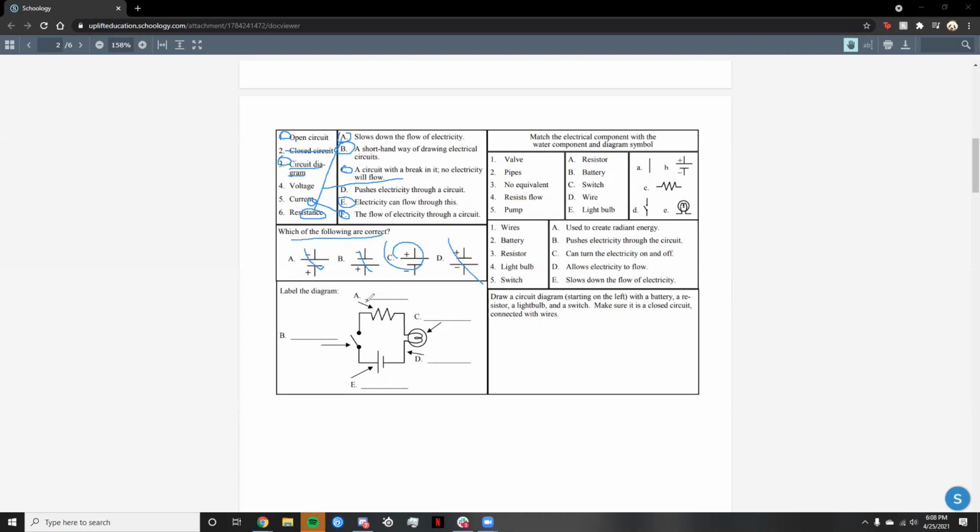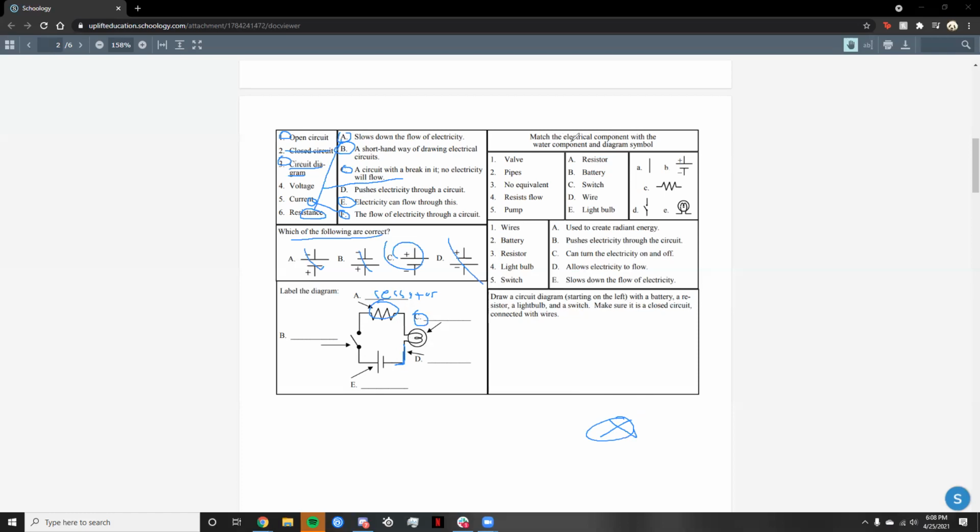Label the diagram. This is what we call a resistor. Oh God, I can't write. Resistor is this. This is what we call a light bulb or a lamp. You can put either or. Because really the symbol for lamp is that, but I guess you would put light bulb. Just put light bulb on that. These are wires. E is battery and B is switch. That's a switch. That's a battery.